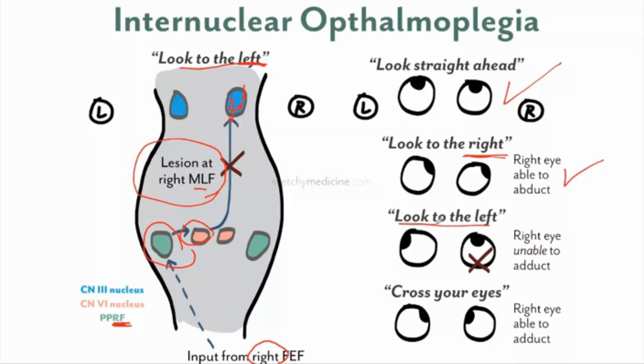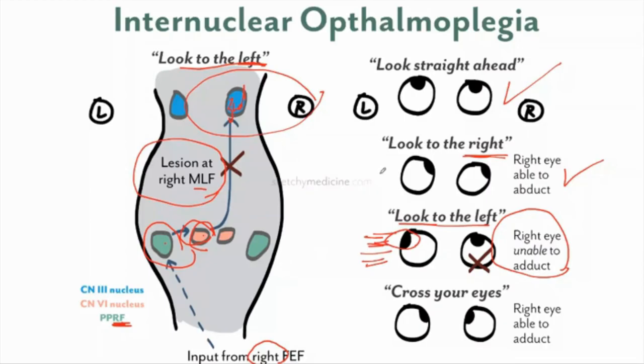When we ask the patient to look to the left, what happens now? The right third nerve nucleus doesn't receive any stimulation or input due to the lesion of the right MLF. This leads to the right eye being unable to adduct. And the left eye will be able to abduct because it receives stimulation from the parapontine reticular formation, but this stimulation will cause ataxic nystagmus. So although the left eye is abducting, there will be ataxic nystagmus of the left eye.